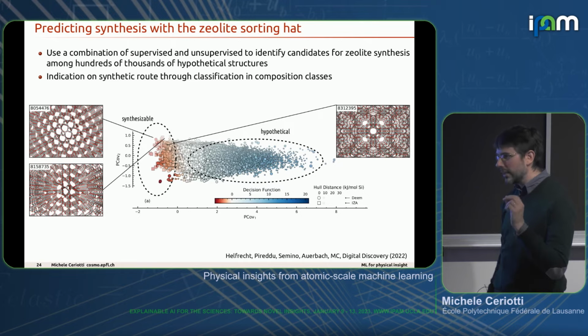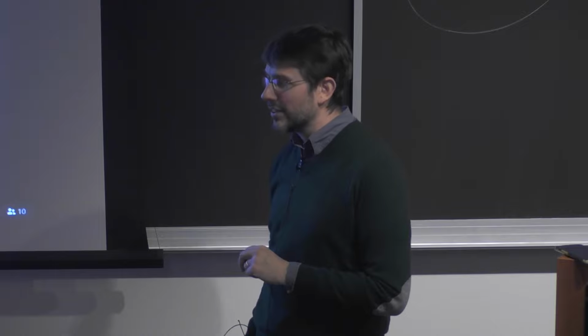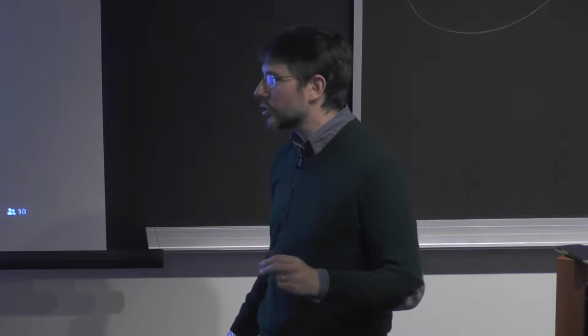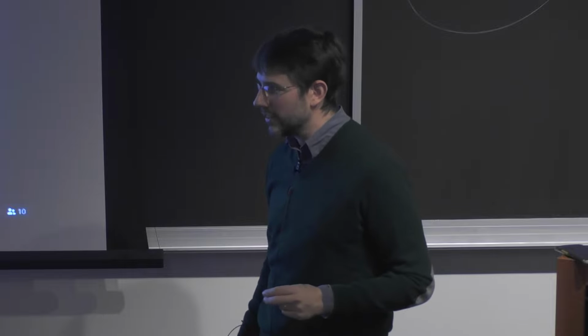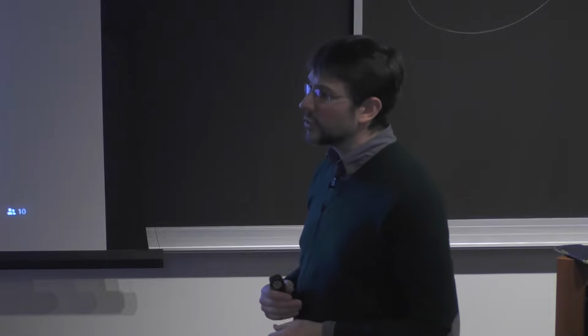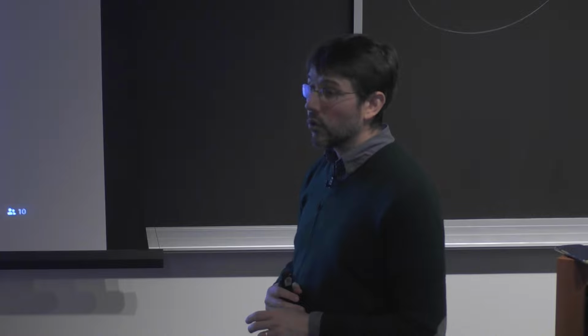I should say that what makes this very difficult from a data analysis perspective is the enormous class imbalance. You can easily find data sets with 1 billion hypothetical frameworks, and there are 250 zeolites that have been made. So there is a really huge imbalance, and this is why we have to be very, very careful with the complexity of the model and what we do.